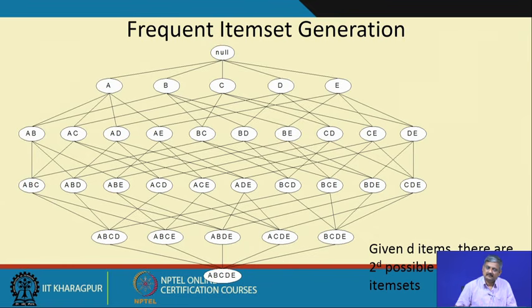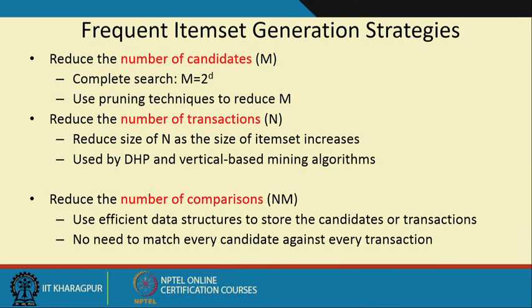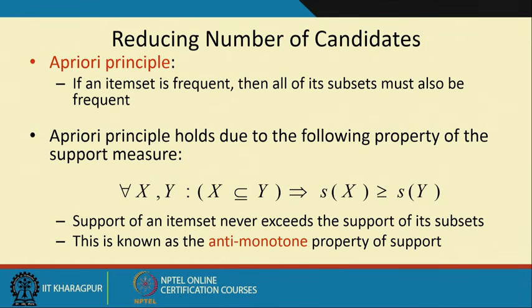Definitely not. I will explain soon why it is so. That means, if ABC is known not to be a frequent item set, ABCD is definitely not a frequent item set. So, let me state this more clearly. This principle is known as the Apriori principle.